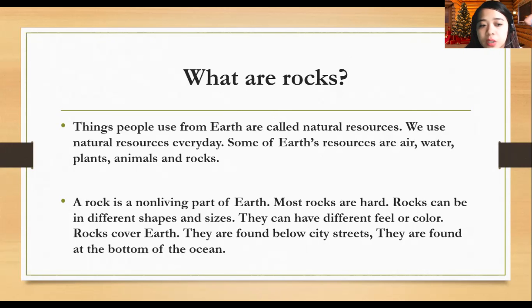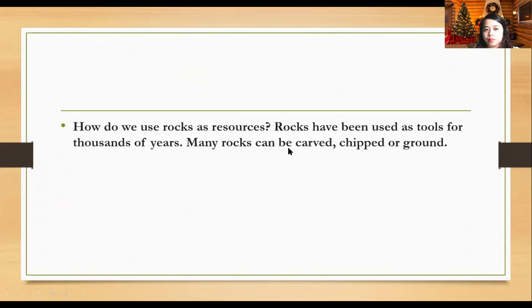Have you experienced collecting rocks? Yes. Exactly. Okay, so rocks cover Earth and they are found below the city streets. They are found at the bottom of the ocean too. So how do we use rocks as resources?